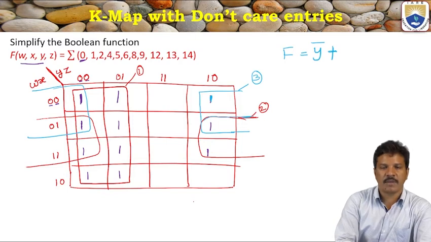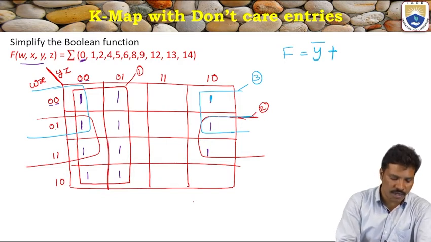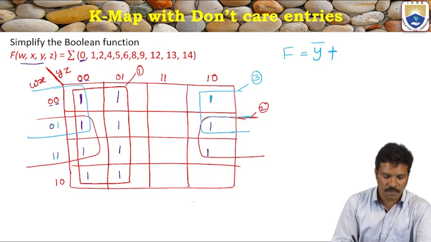Horizontally, what are the common variables? Vertically, what are the common variables? Horizontally, what are the common variables in the 0 1 and 1 1? 1 is the common term. So in this one, the 1 is common. So 1 means here x.